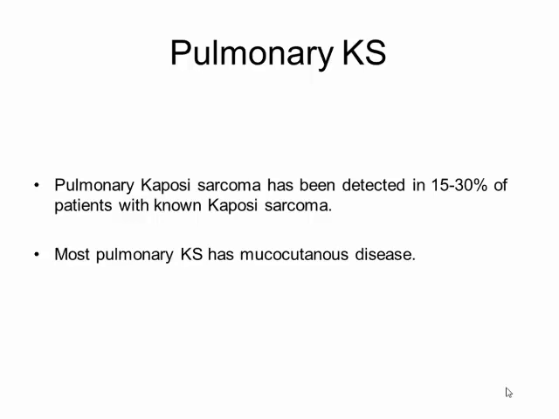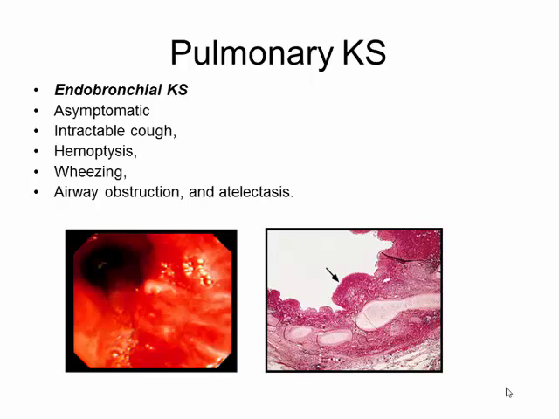Pulmonary Kaposi sarcoma has been detected in 15 to 30% of patients with known Kaposi sarcoma, and it's rarely present as an isolated pulmonary Kaposi sarcoma. If you have a patient with pulmonary Kaposi sarcoma, most likely he's going to have it somewhere else. Endobronchial Kaposi sarcoma could be asymptomatic, or present with cough, wheezing, hemoptysis, or airway obstruction. You can see some of the red lesions. We'll talk about the histopathology later.